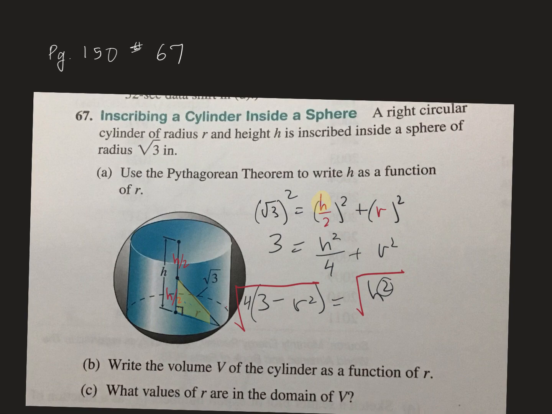And there we go, we're done. h is equal to the square root of 4 times 3 minus r squared. Of course, we know that the square root of 4 is equal to 2. All right, let's take a look at part B.